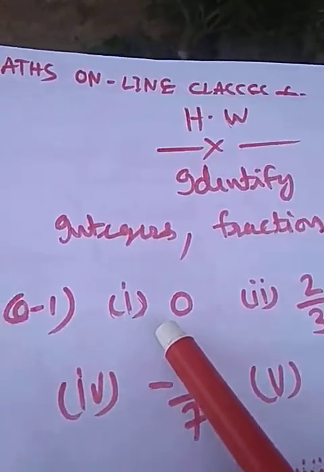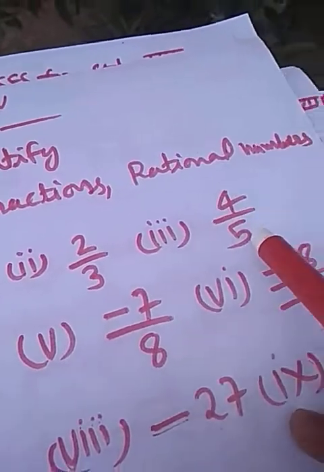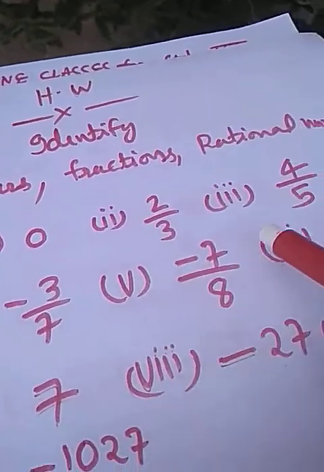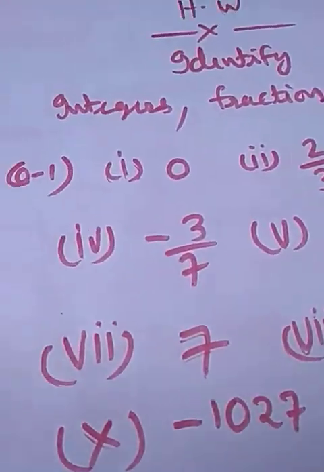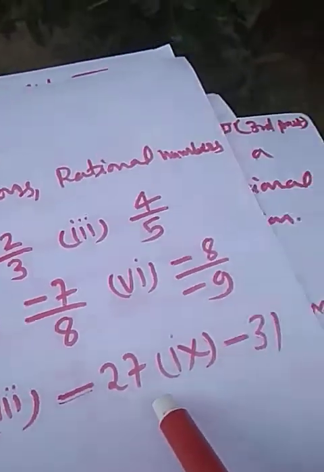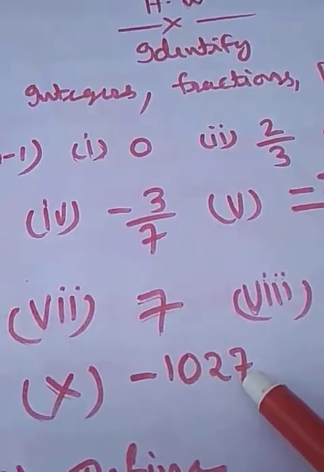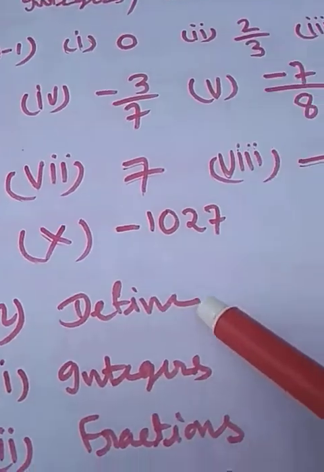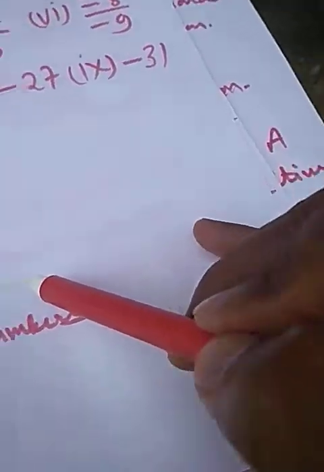Question number first is the 0, second is 2 by 3, third is 4 by 5, fourth is minus 3 by 7, fifth is minus 7 by 8, sixth is minus 8 by 9, and seventh is 7, eighth is minus 27, ninth is minus 31, and tenth is minus 1027. Now question number 2 is define integers, fractions and rational number.